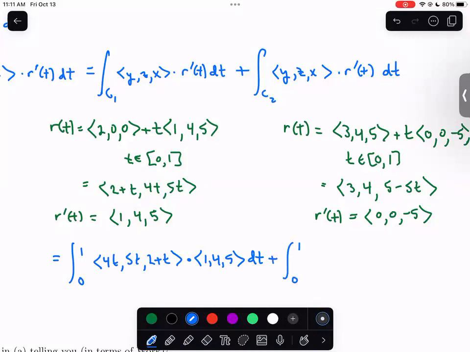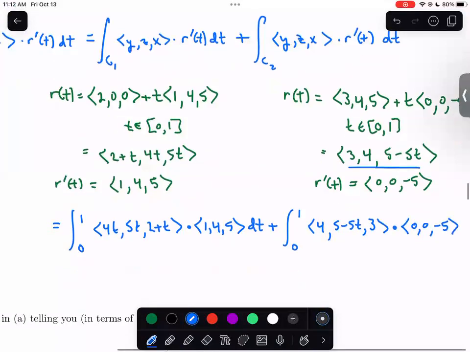For my second piece, notice that I have a different parameterization. So I have different things for x, for y, and for z. So instead of y, I'm putting 4. Instead of z, I'm putting 5 minus 5t. And instead of x, I'm putting 3. Then when I go and calculate out my r prime of t, that was 0, 0, -5. This is what I'm dot producting with. So that will be our setup there.